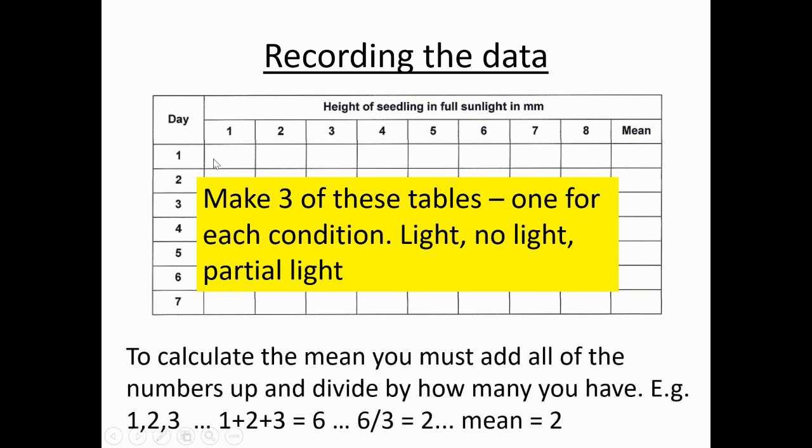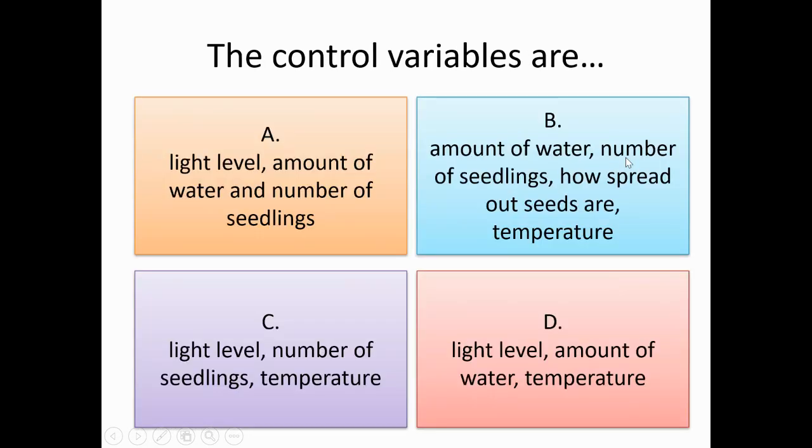To calculate means, you add up all of the heights of all of the seedlings, and then divide them by how many there are. So, for instance, divide by 8, and then that will give you the mean. That's an average. Right. See what you can remember. What could the control variables be for this investigation? Please pause the video, have a read of these boxes, and pick one that you think is the most suitable.